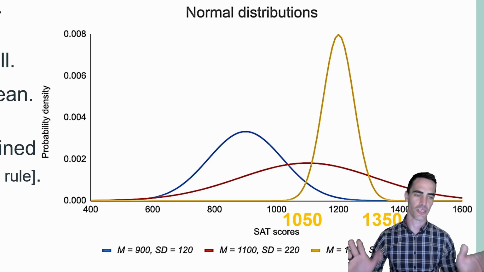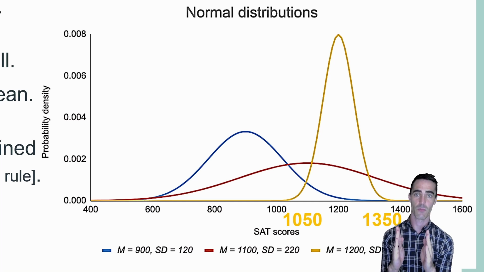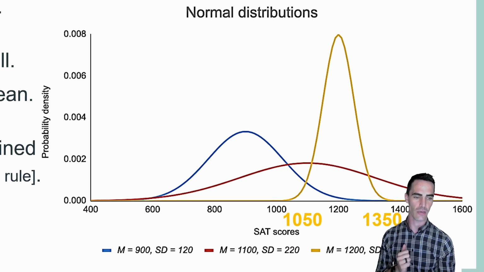The reason why we care about the shape is because it tells us the behavior of the data. If I have a very narrow standard deviation, small spread, I can look at my chart and say, hey, look, most individuals are right around that mean. For the yellow, that's 1200, right? There's not much deviation.